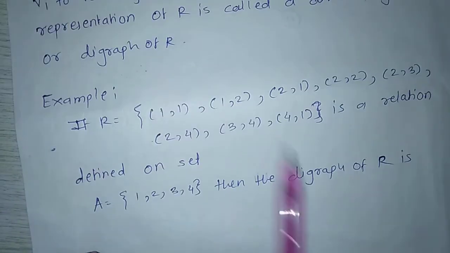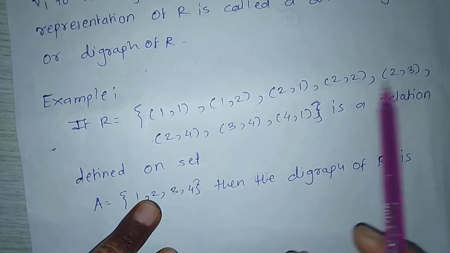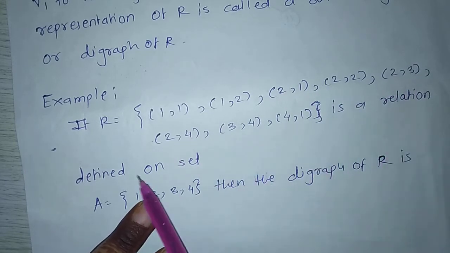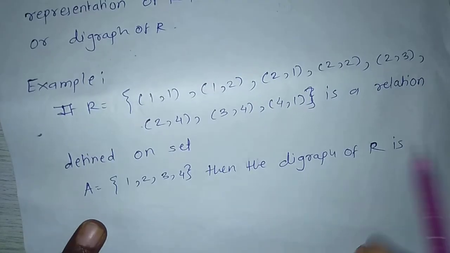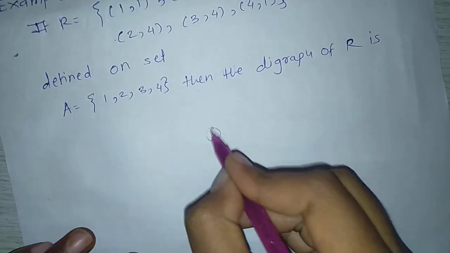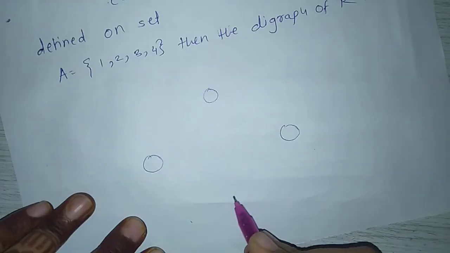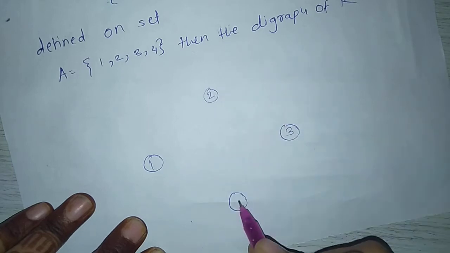For example, if R equals the set {(1,1), (1,2), (2,1), (2,2), (2,3), (2,4), (3,4), (4,1)} is a relation defined on set A equal to {1, 2, 3, 4}, then the digraph of R is: first draw the circles named 1, 2, 3, 4.